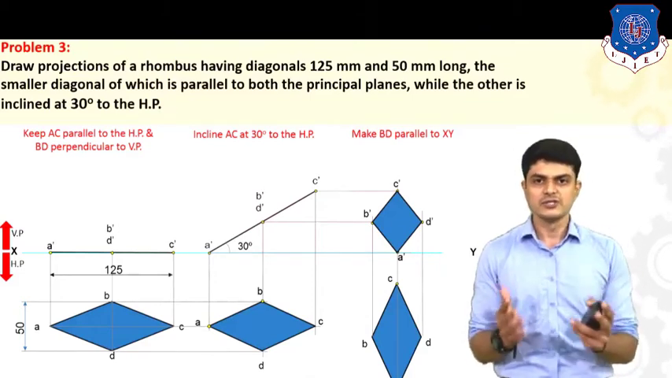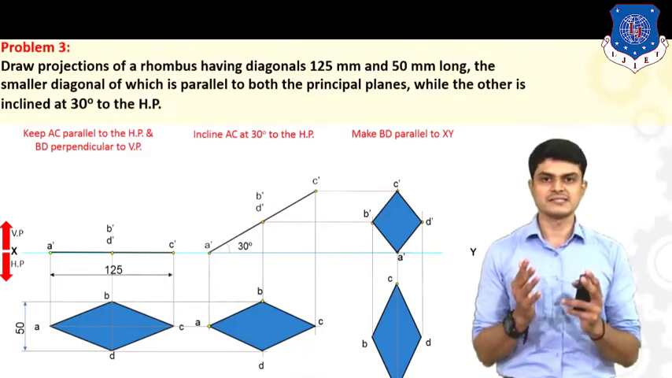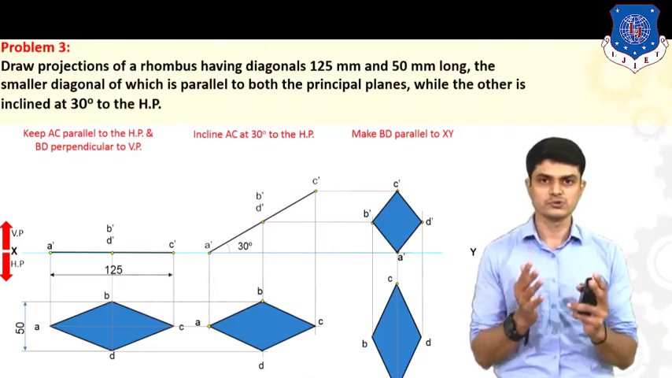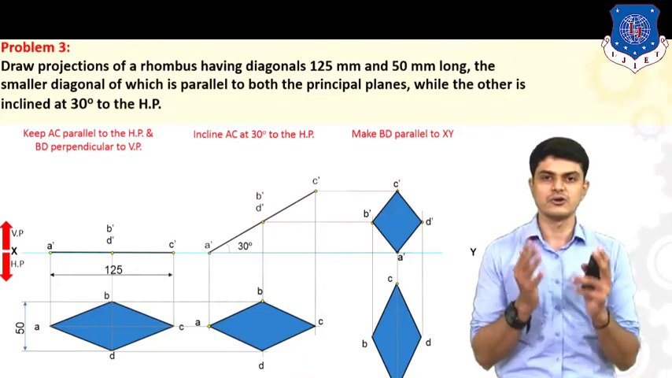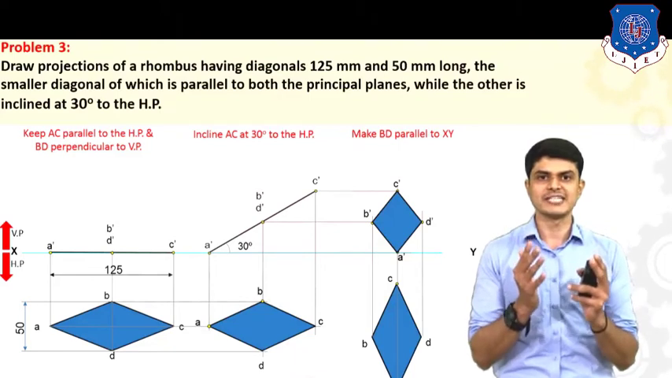It is not given. So in such kind of problems, always remember whenever the resting condition is not given, you should assume the resting condition on your own. So here, I will be assuming that your rhombus is resting on your HP, and you can always assume that your object is resting on HP first.